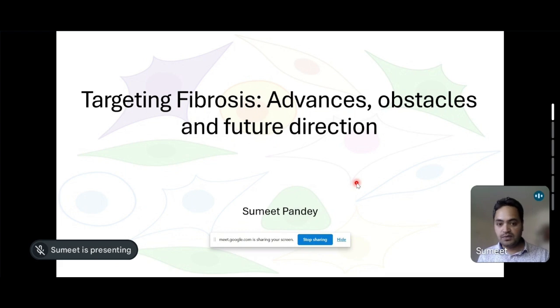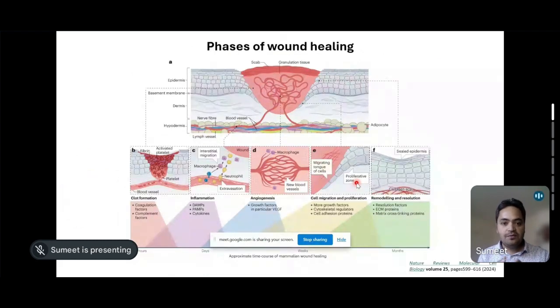But before I go into the details of fibrosis, it is extremely important to understand what wound healing is. Whenever we have any injury, such as a cut or wound, the first thing that happens is clot formation. After the clot formation, a lot of immune cells go to the site of inflammation. The very first cells to reach the site are the neutrophils, followed by macrophages, T cells, and other immune cells.